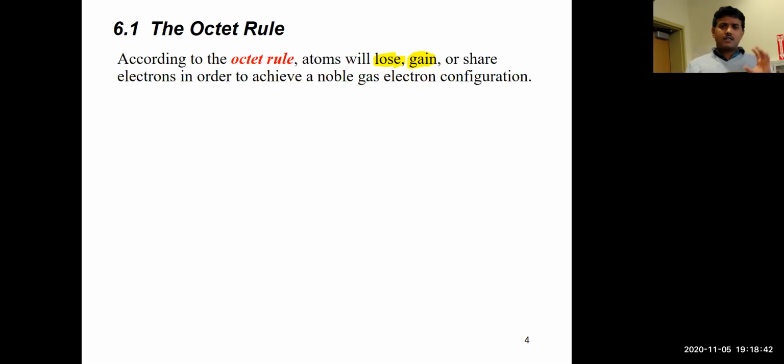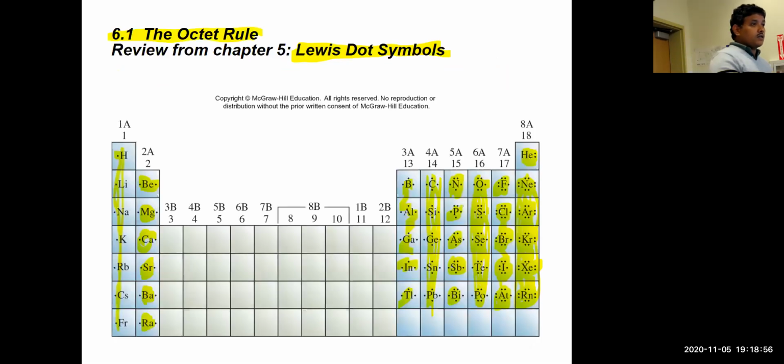Chapters 6 and 7 are exclusively for covalent bonds. So we are going to focus on shared electrons between nonmetals. Our goal is, let me go back and show you where our focus is. Our focus is on nonmetals.